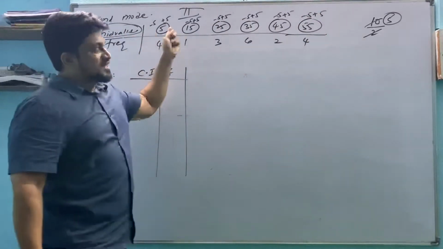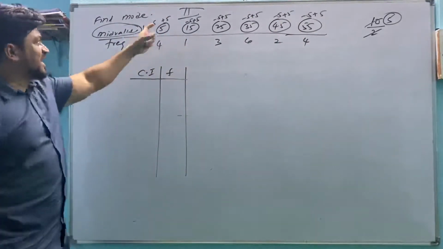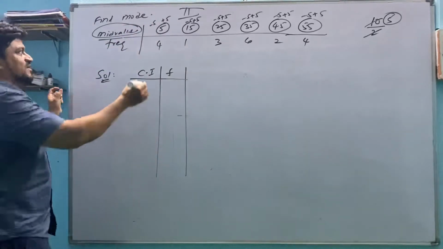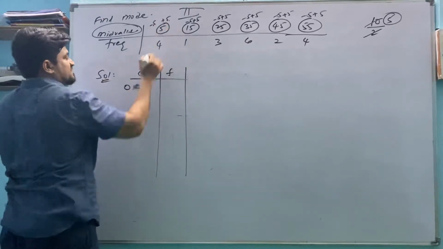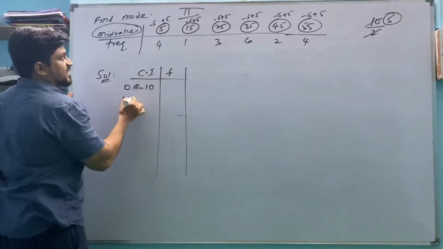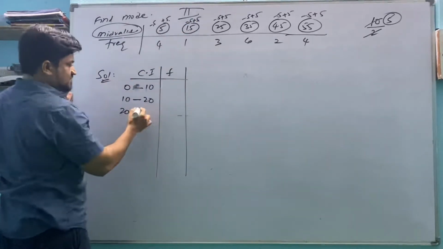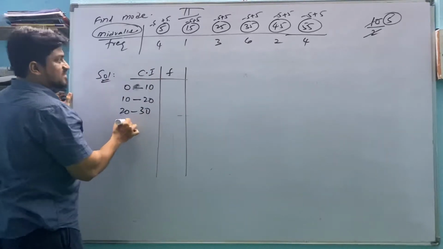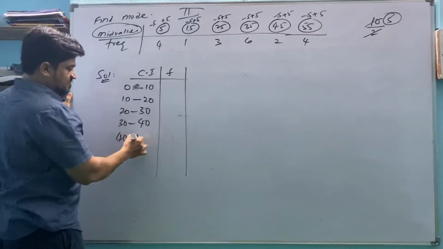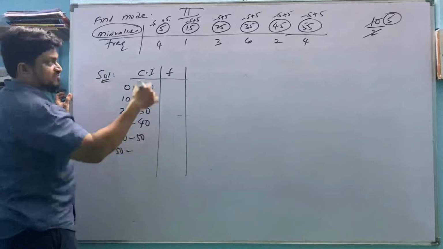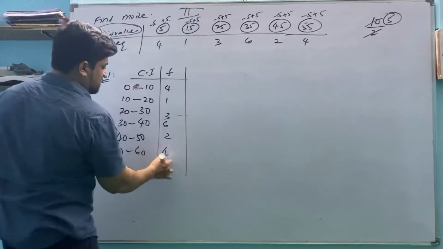First check the difference and write it down in the rough column. The difference is 10, divided by 2. Whatever value you get, subtract that value and add that value. 5 minus 5 is 0, 5 plus 5 is 10. Then 15 minus 5 is 10, 15 plus 5 is 20. Then 25 minus 5 is 20, 25 plus 5 is 30. 35 minus 5 is 30, 35 plus 5 is 40. 45 minus 5 is 40, 45 plus 5 is 50. 55 minus 5 is 50, 55 plus 5 is 60. Then whatever frequencies are there, directly copy them.